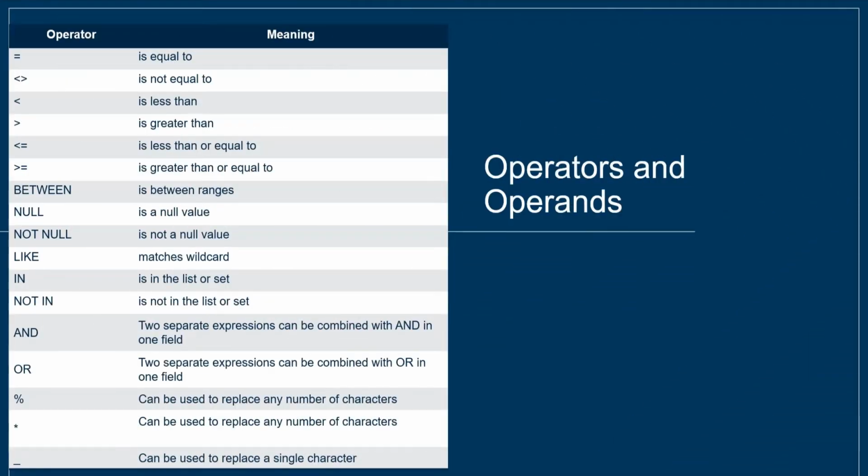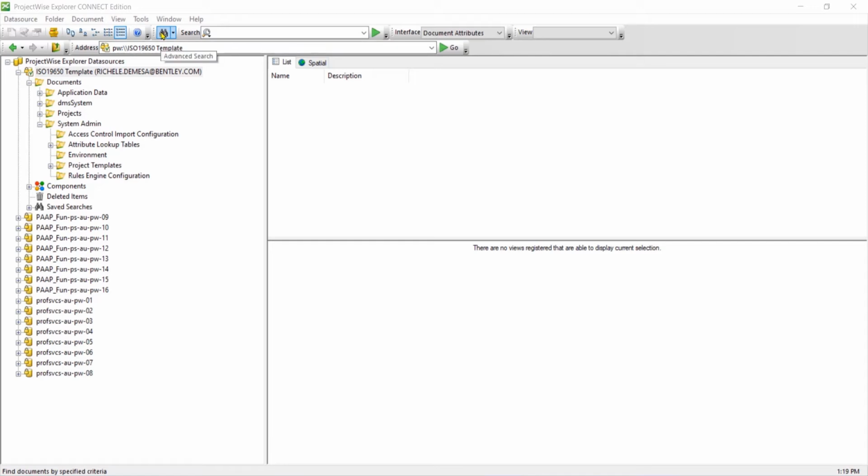Here is a list of useful operands along with their meanings. Standard SQL wildcards can be used in queries. The wildcards % and asterisk can be used to replace any number of characters. Underscore can be used to replace a single character. You can use these operators when running a search using the search forms.